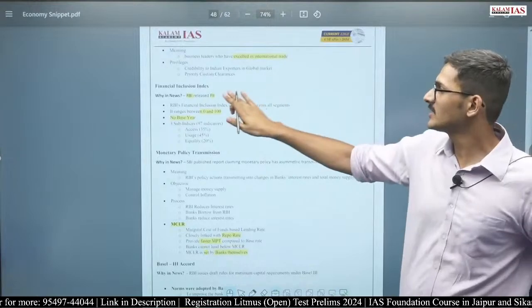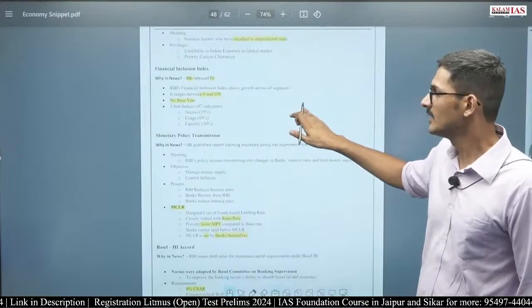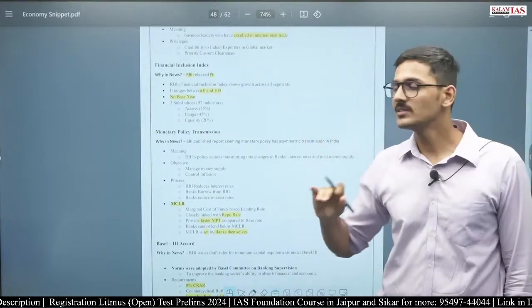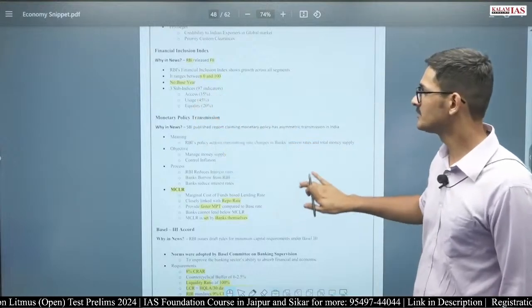Financial Inclusion Index is released by Reserve Bank of India. It ranges between 0 and 100, and there is no base year for the Financial Inclusion Index. There are three sub-indices: access, usage, and equality.